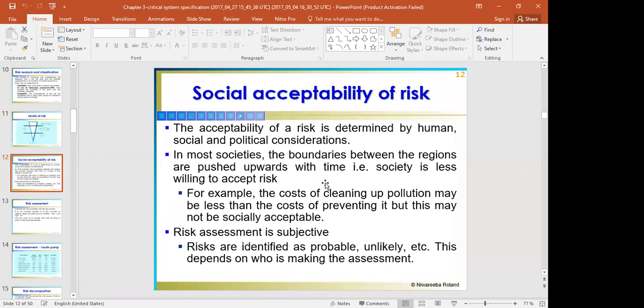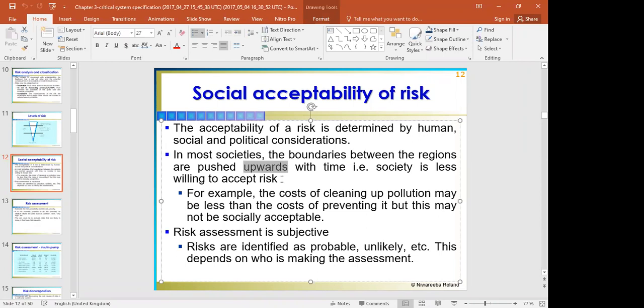Oh, there's something here in this PPT which I wanted to correct. I haven't yet sent it, but good, so I can just correct it now. This was supposed to be downwards.